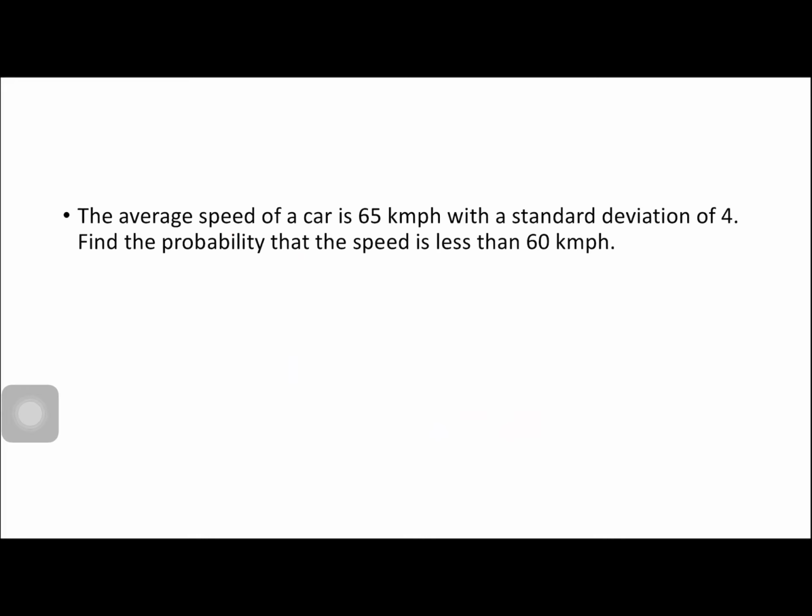Next is we have the average speed of a car is 65 kilometers per hour with a standard deviation of 4. Find the probability that the speed is less than 60. We have here mu is 65. Then our sigma is 4. Our x is 60. So z is equal to 60 minus 65 divided by 4.